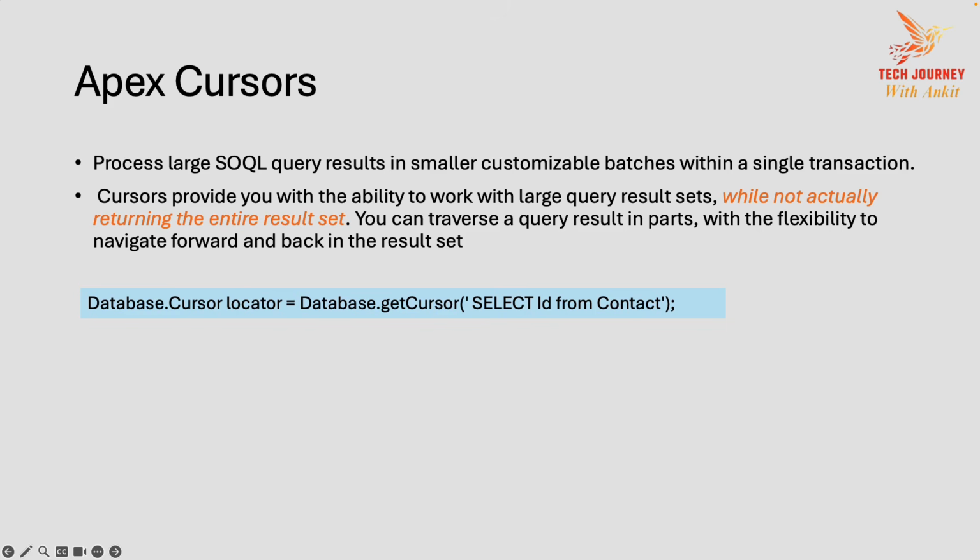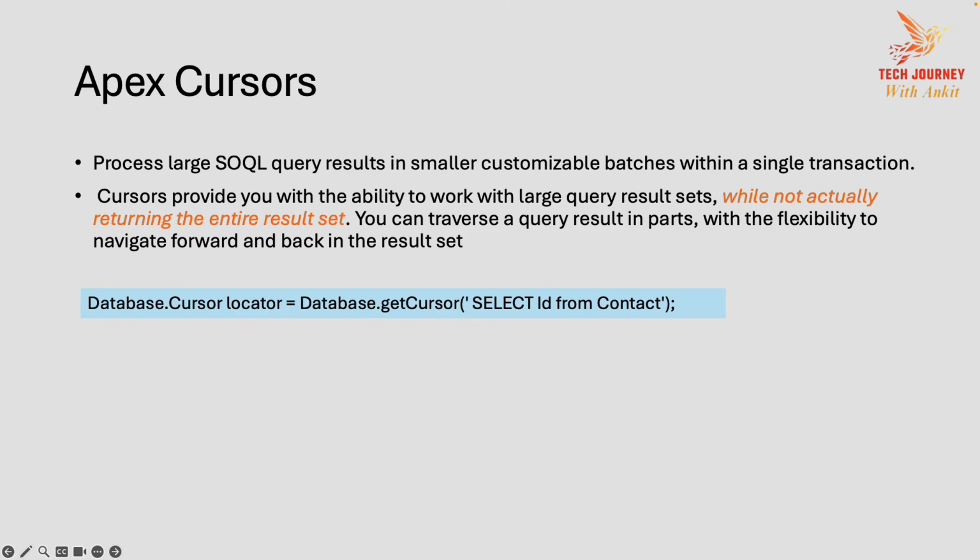Another key difference here is, in the case of batch Apex, you can always go forward. For example, first you will be processing the first 2000 records, then you will be processing the next 2000 records, then the next 2000 records. So you can always go in a forward way. But in the case of Apex cursor, you can go in the forward way as well as in the backward way. For example, let's say you have processed the first 2000 records. Now you want to go and reprocess the first, let's say, 1000 records one more time. Apex cursor provides you the flexibility to go back and forth whenever you are traversing over the data.